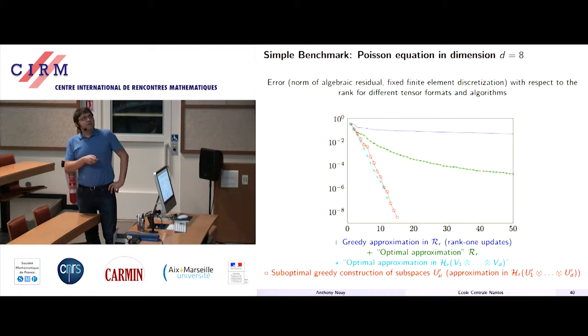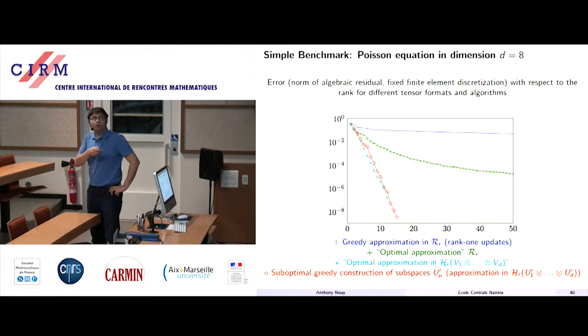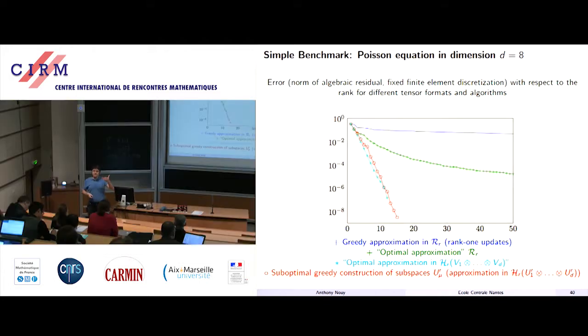When you apply this algorithm, here I have an illustration of the error with respect to the rank. Here in this plot, you have different notions of rank. The blue curve is a canonical rank. Here the x-axis is a canonical rank for the blue curve, which is constructed by a greedy algorithm. You successively find the best rank 1 correction of your function. And you see that in this problem, the convergence is not very good for this type of greedy construction.